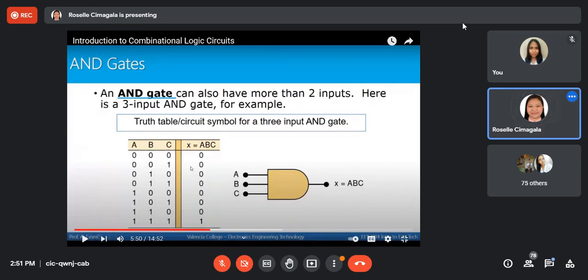So nasabtan ra ang pag-plot sa truth table. Dali na lang ang diagram kay mag-base ka sa table. Ang unsay basihan nimo sa imong diagram, ang table, ni base sa table ang imong logic diagram, no?